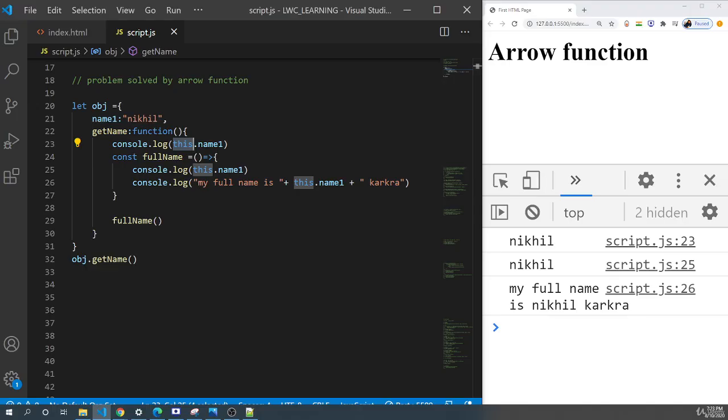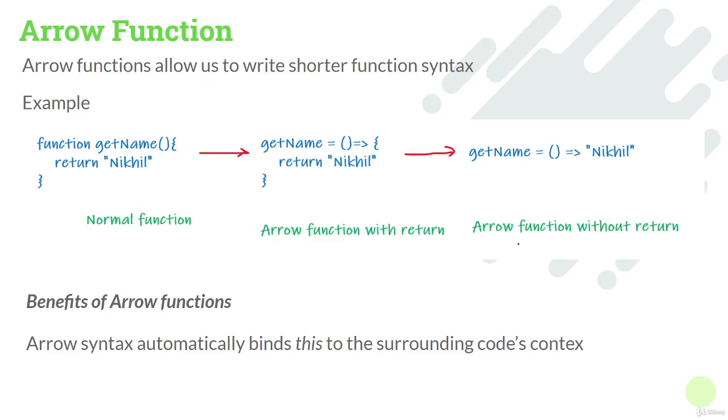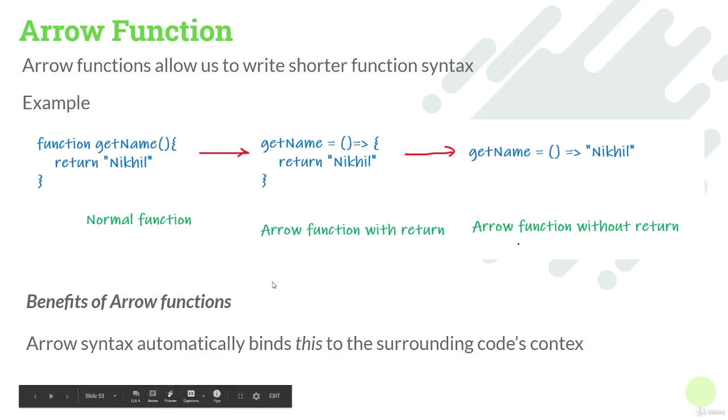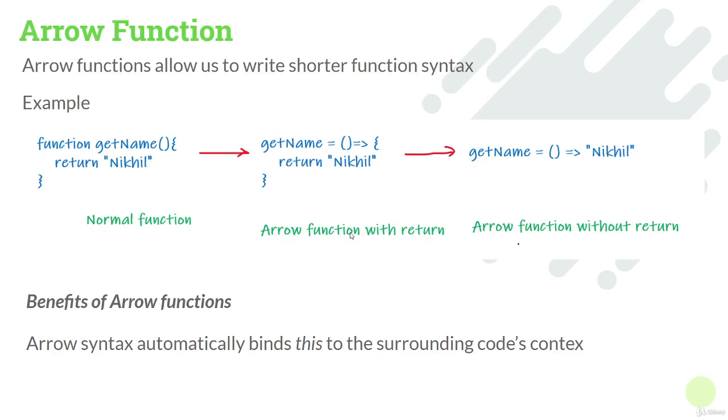So let's go to the slides quickly. We saw the arrow function and its different syntax: normal function without a return statement, with a return statement, and we saw the benefit of the arrow function over the normal function.